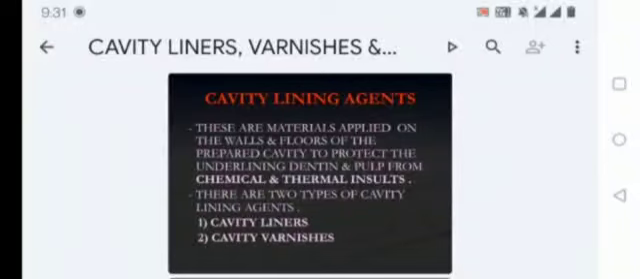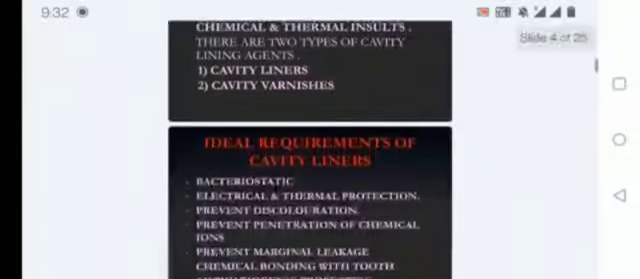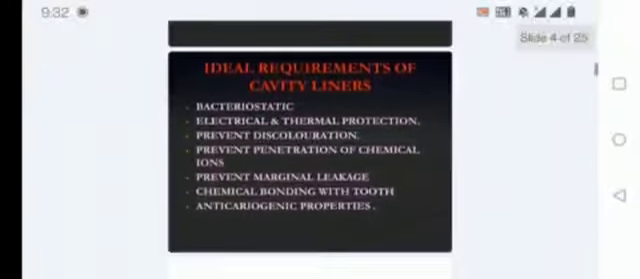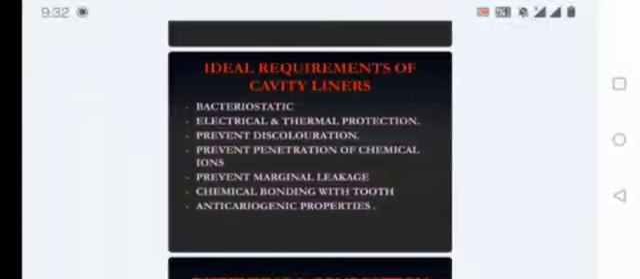There are two types of cavity lining agents. First one is cavity liners and secondly cavity varnishes. So cavity lining agents are basically of two types, cavity liners and cavity varnish. We'll go one by one. Before that, we'll talk about what are the ideal requirements of a cavity liner.